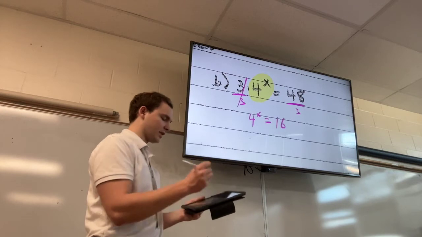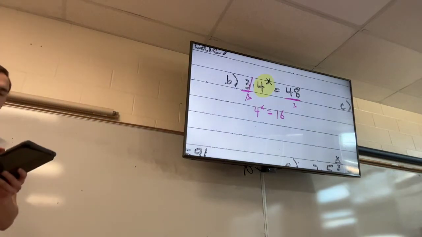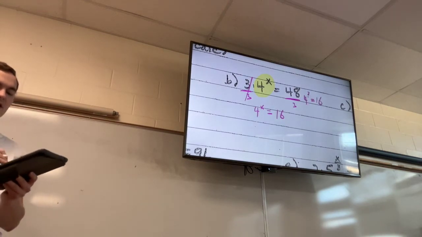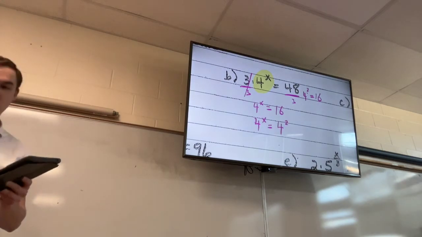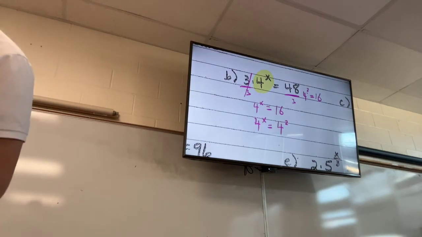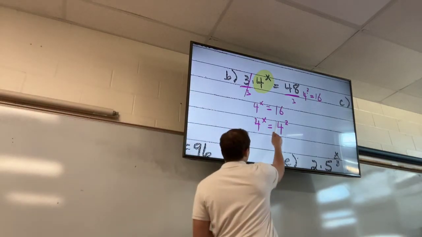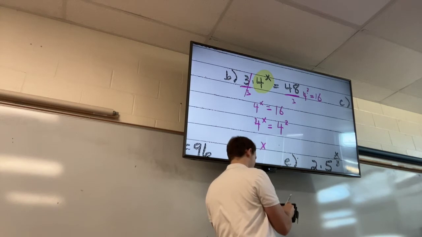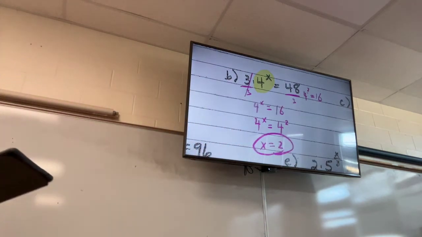4 to the x equals 16, right? So at this point, you might just be able to see that x equals 2, because you might ask yourself, 4 to the what equals 16? Another way of doing it, you can think 16 equals 4 squared. The bases are the same, so the exponents have to be equal, okay? x equals 2. You see that?